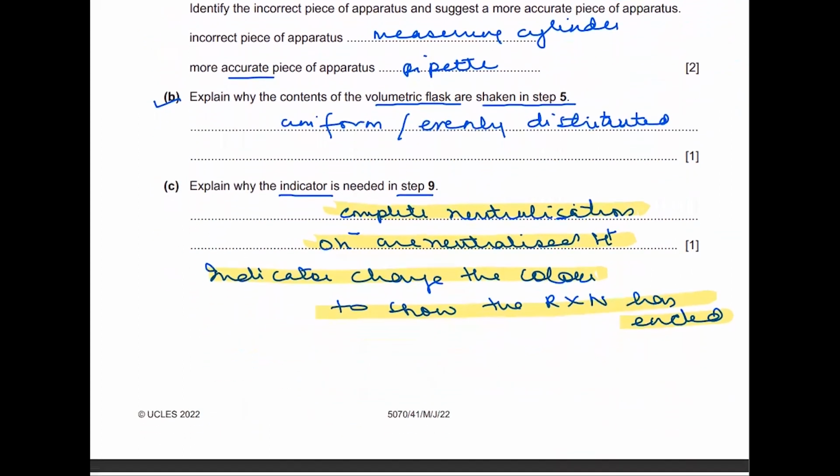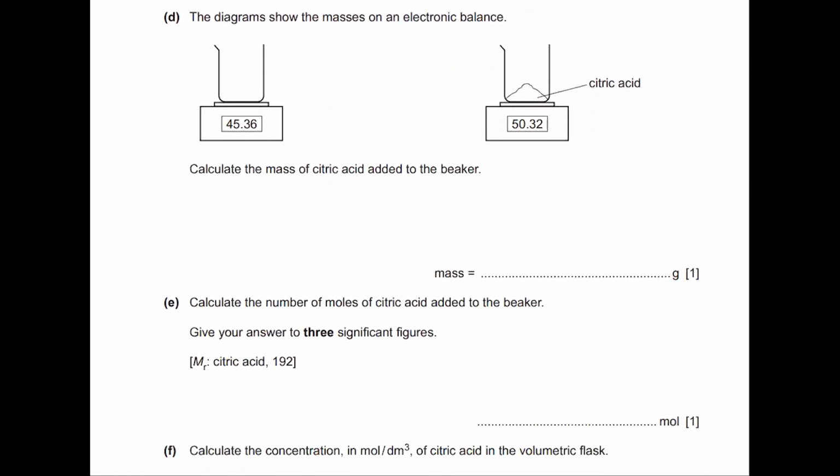Further moving ahead. Now coming to the D part of the question. Now here the diagram shows the masses on the electronic balance, right? So it's an empty beaker here. We have an empty beaker here. So empty beaker is actually weighing your 45.36, and this is a beaker with the citric acid. This is a beaker with the citric acid, and it's basically weighing 50.32. Now, what will be the mass of the citric acid added to the beaker?